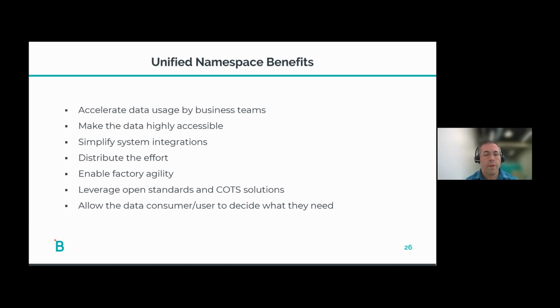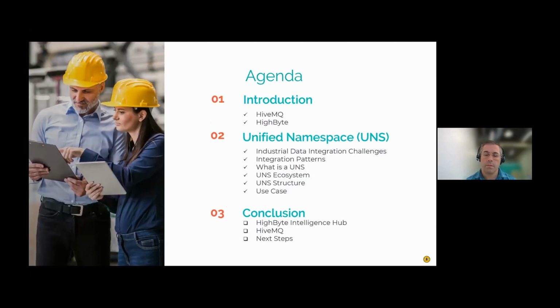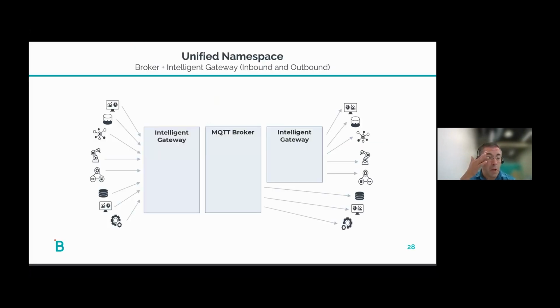And with the UNS, you can leverage open standards and off-the-shelf products, and that's what Ian and I will talk about in a minute. So really, it's about making data highly accessible to the people that need to get access to it. The last section we're going to talk to here is about the products. So I'll talk a little bit about HighByte, and then I'll turn it over to Ian to talk some about HiveMQ.